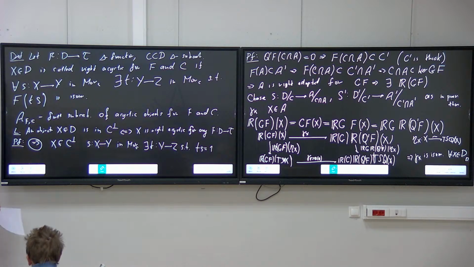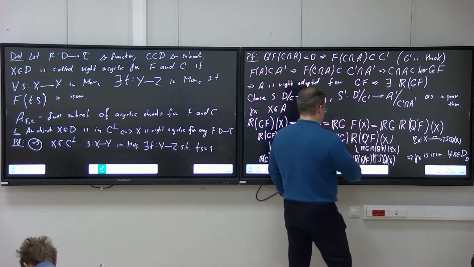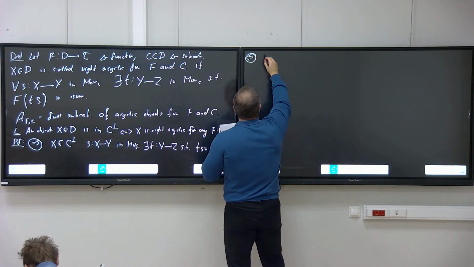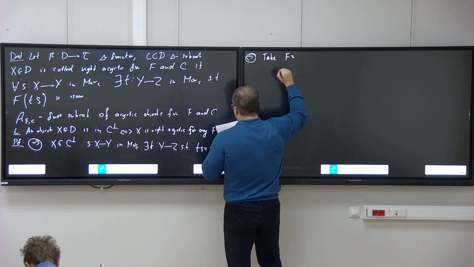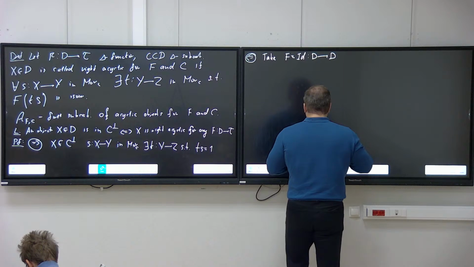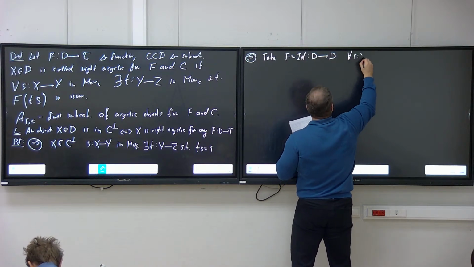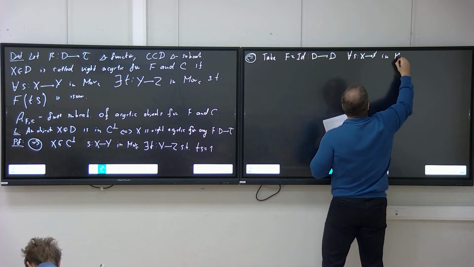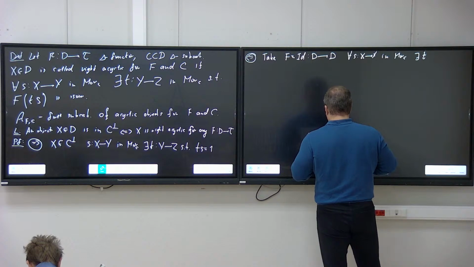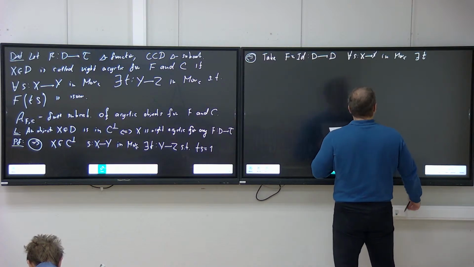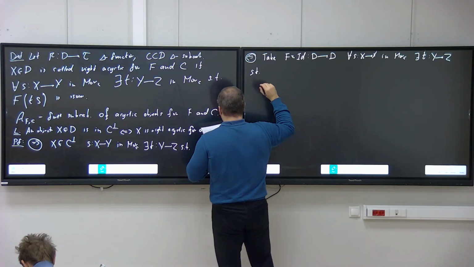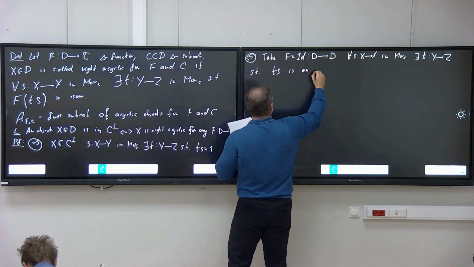Okay, so this follows by that lemma in one direction. In the other direction, I can take as the functor f just the identity functor, the functor from D to D. Then for any map S from X to Y in Mor C, since this is acyclic, there is T from Y to Z such that this composition T and S is an isomorphism.